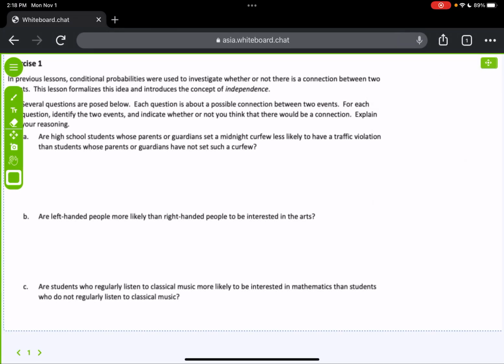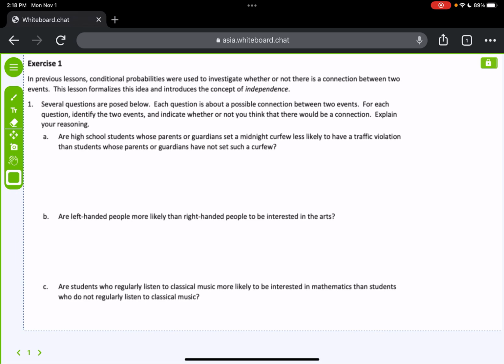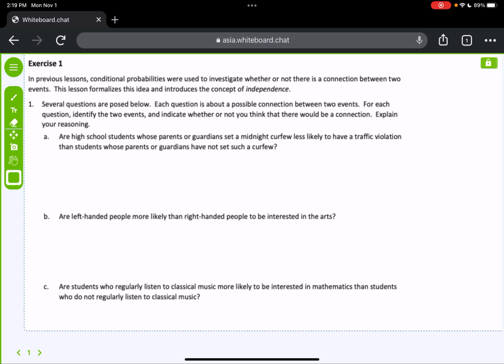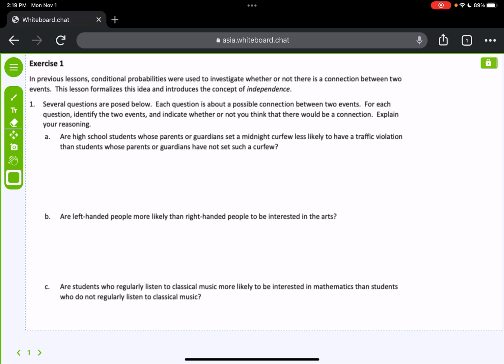Okay, so today we're going to be talking about calculating conditional probabilities and evaluating independence using a two-way table. In the previous lessons, conditional probabilities were used to investigate whether or not there is a connection between two events. This lesson formalizes this idea and introduces the concept of independence.